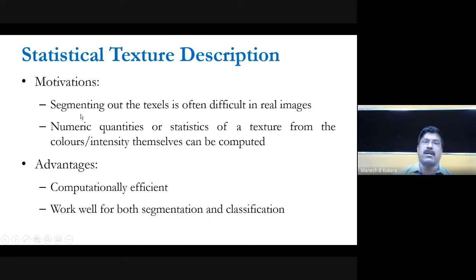What is the next or another approach? Since segmenting out the texel is often difficult in real images, numeric quantities or statistics of the texture from the color or intensity themselves can be computed or estimated. For example, what is the energy value of that texture? What is the variance of the texture, or the standard deviation of the textural intensities, and so on. That will represent a numerical feature of the texture. What is the advantage of this? The advantage of the statistical approach is that it is computationally efficient, and it works well both for segmentation as well as classification in the texture image.